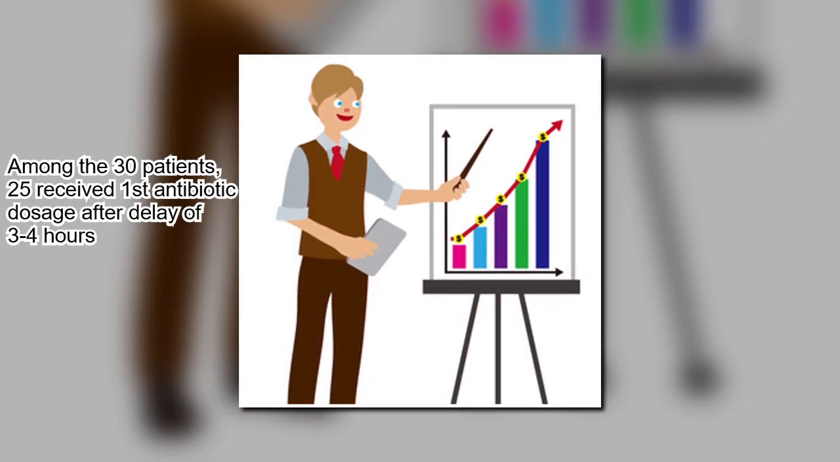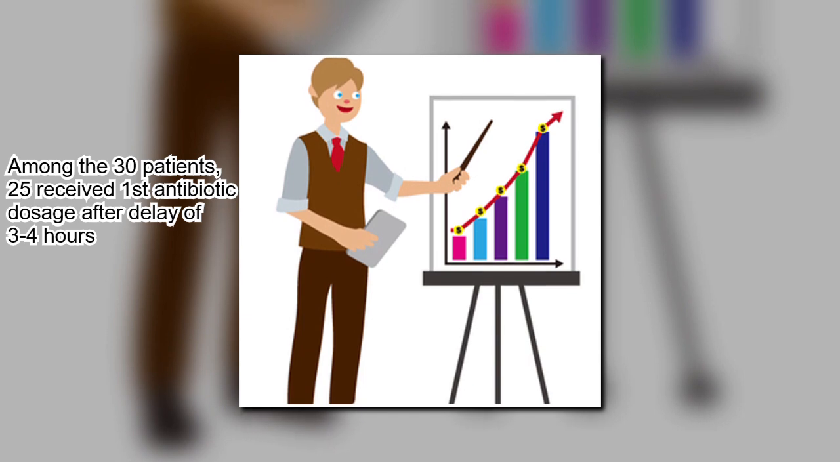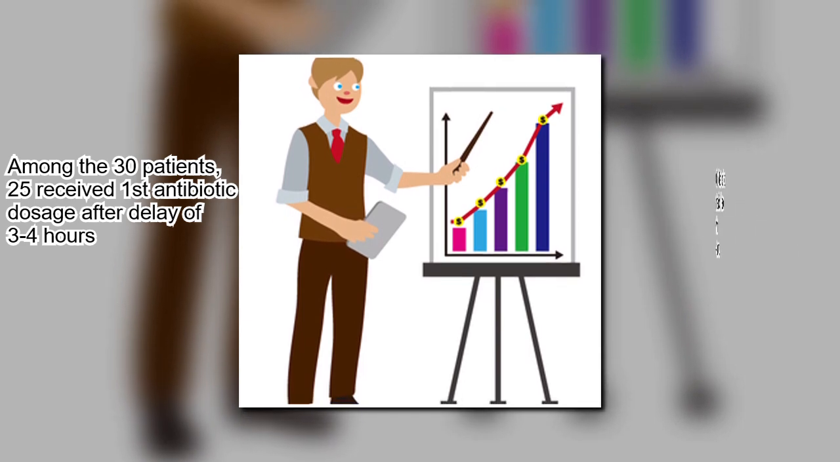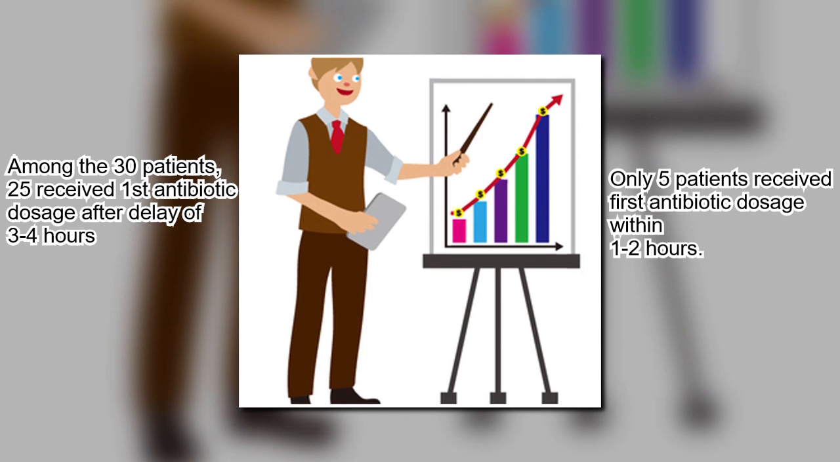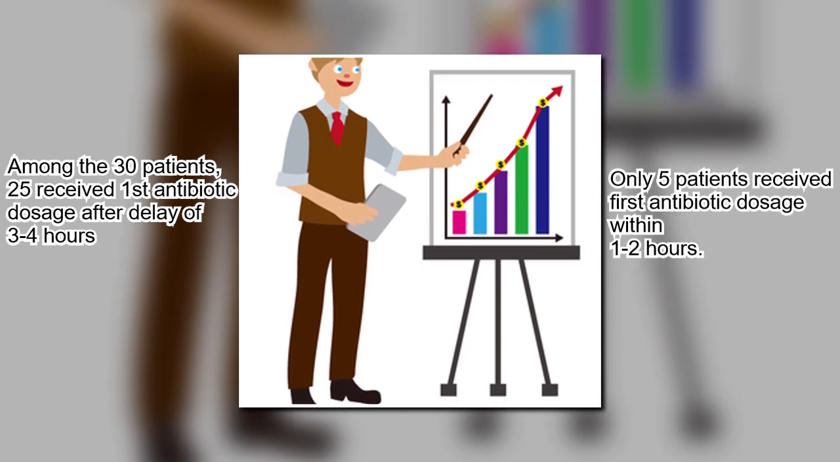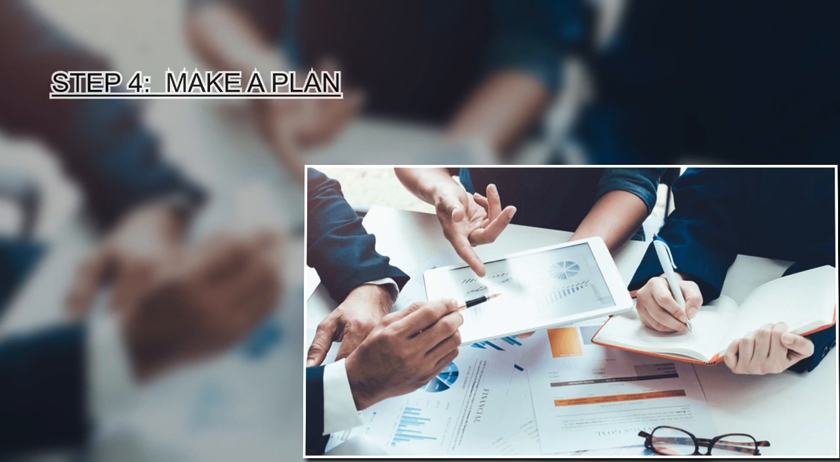Let's say, among the 30 patients you observed, 25 received the first dose of antibiotic after a 3-4 hours delay, and only 5 patients received administration within the initial 2-3 hours. Now proceed to the fourth step.